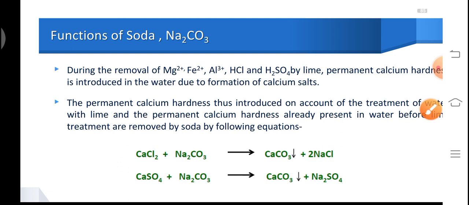Salts of sodium do not cause any harm to the boiler water. Similarly, calcium sulfate when treated with soda gives calcium carbonate and sodium sulfate. In this way, by adding soda, we can remove the permanent hardness of calcium. For removing the permanent hardness of calcium, the overall requirement of soda is 1.